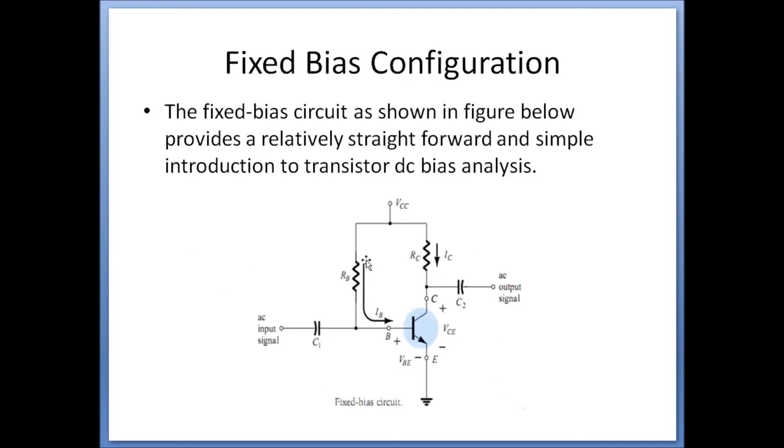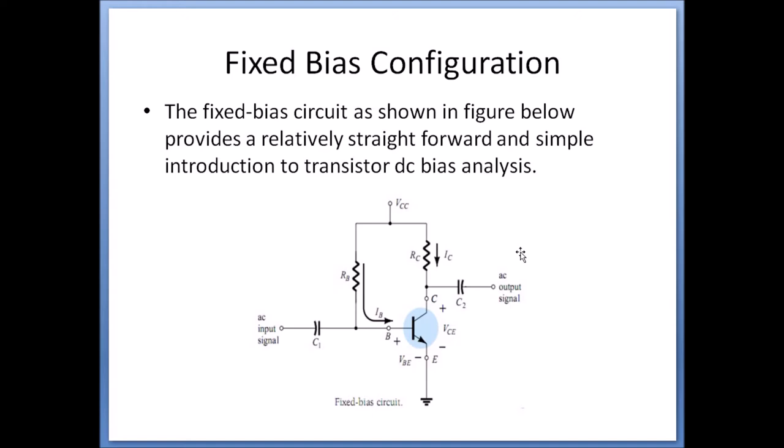Now here is the configuration of fixed bias circuit. Now you can see we have an active element, or you can say a BJT, is there. The base is connected with AC input signals. The collector is connected with output AC signal. We have a base resistor connected at base terminal and a collector resistance connected at collector terminal.